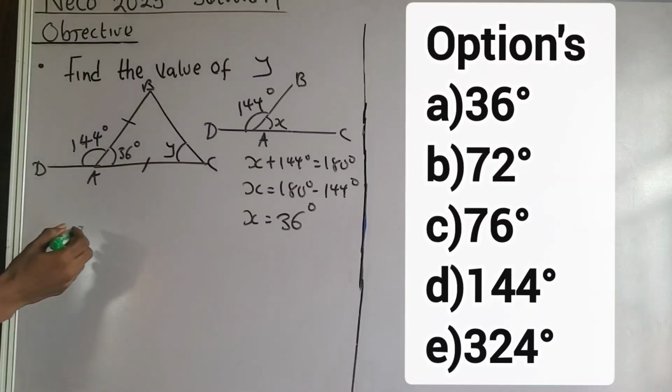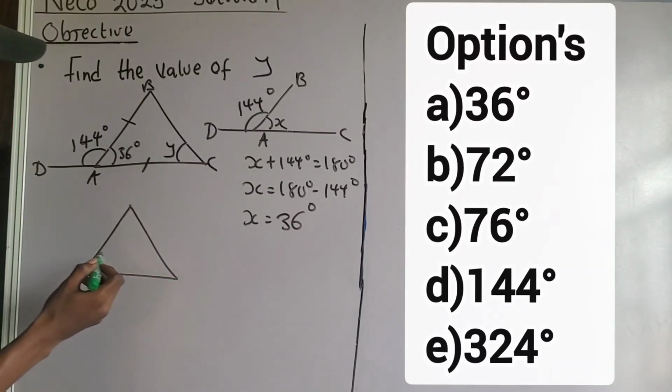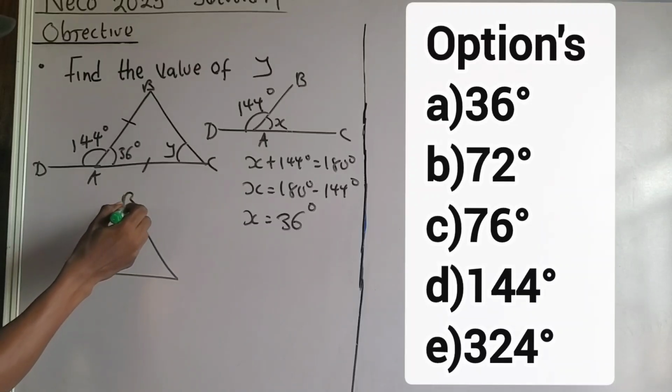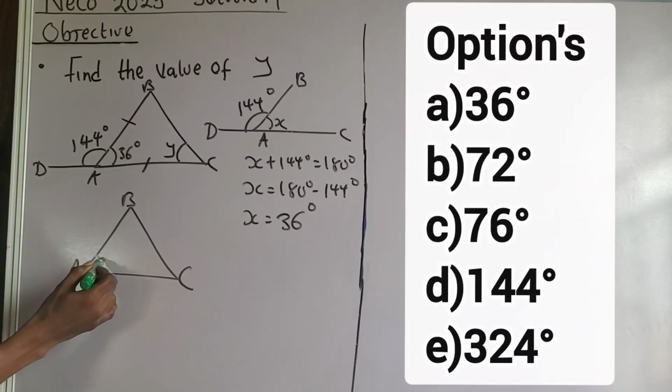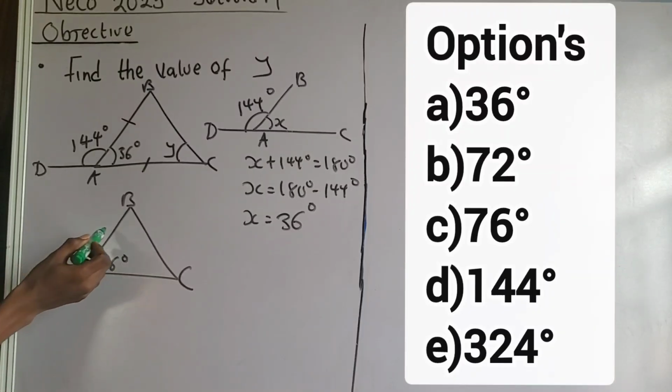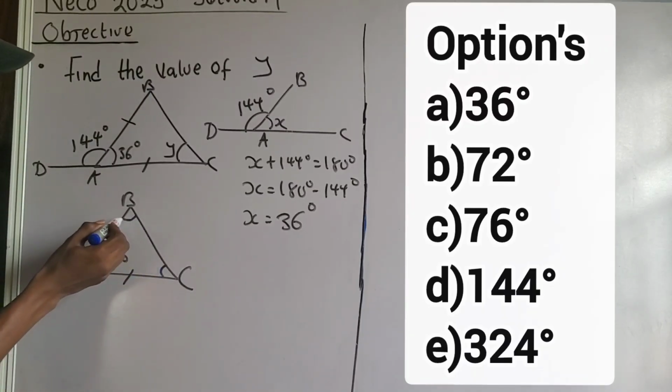From triangle ABC, this is triangle ABC. This angle is 36 degree. And this angle, they put something like this. Do you know the meaning of this? The meaning of this is that the base angles are equal. That is the angles at the base of this triangle. This angle and this angle, they are equal.